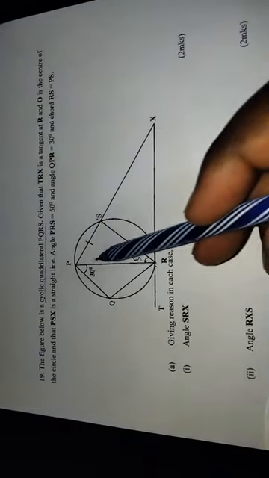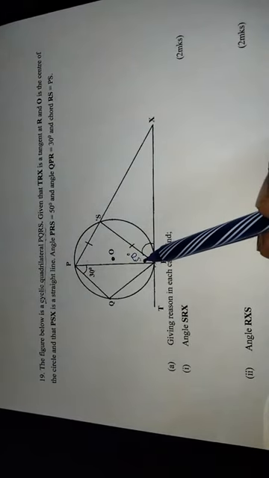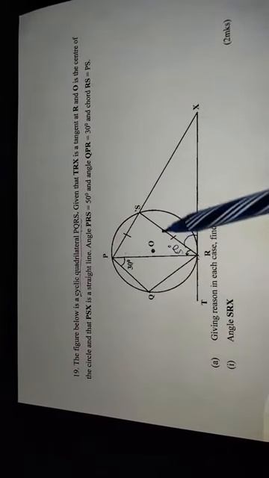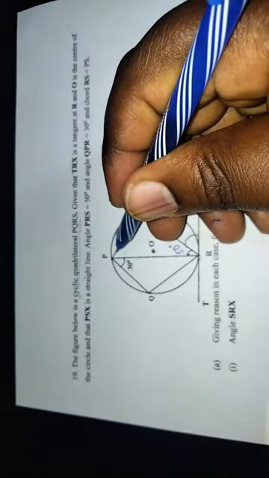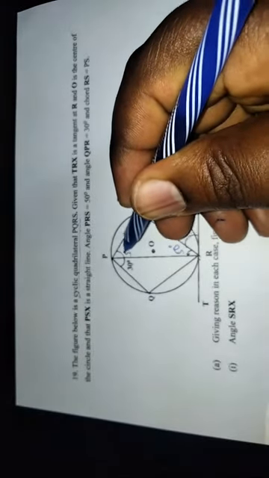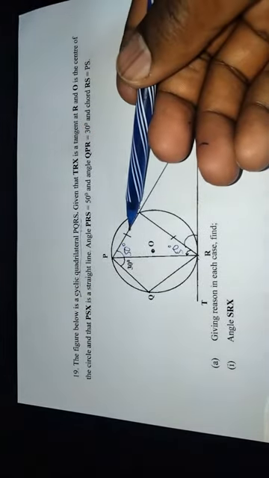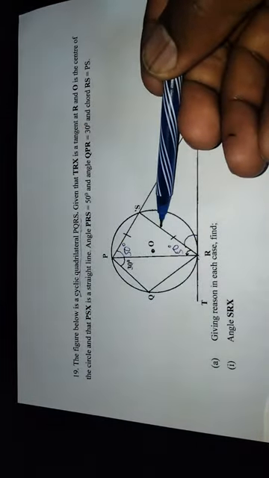That means the angle at P and the angle at R are equivalent. Those are base angles of what you call an isosceles triangle. They must be equal. So this is another 50. If this is 50, this will also be 50. This side and this one are equal.